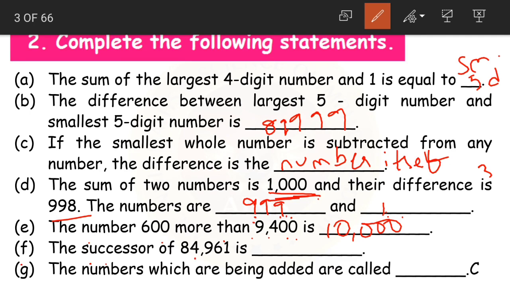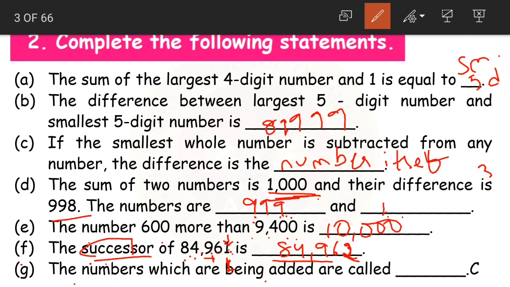The successor of 84,961 is dash. What is the successor, children? If you remember, successor comes after. So successor is a number which comes after a given number. So how do we find out what comes after? We find out by adding 1 to the given number. Yes? Yes. So 84,961 plus 1 becomes what? 84,962. We are having only the ones place in 1, so adding it with the ones place of 84,961, 1 plus 1 becomes 2 and the remaining number as it is.